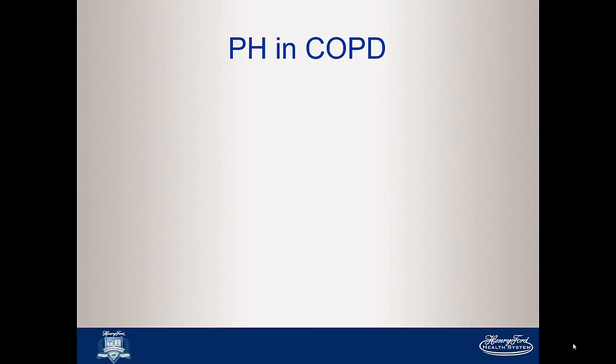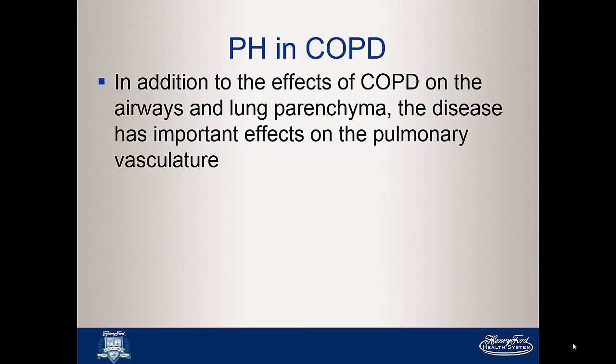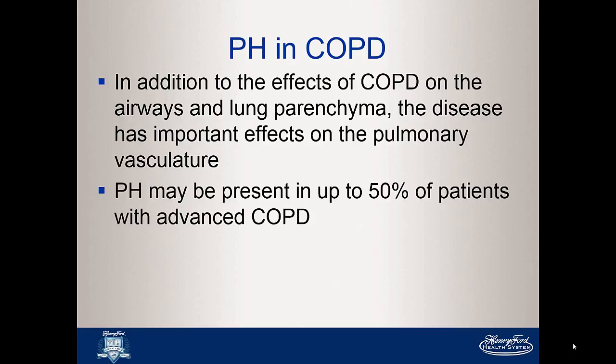Talking about PH with COPD, we know that COPD destroys the airways and lung parenchyma, but also has really important effects on the pulmonary vasculature. What we know is that PH may be present in about half of patients with advanced COPD, but again, depends on the population of people we're looking at. Were these people just evaluated for transplant? Kind of affects things a little bit.